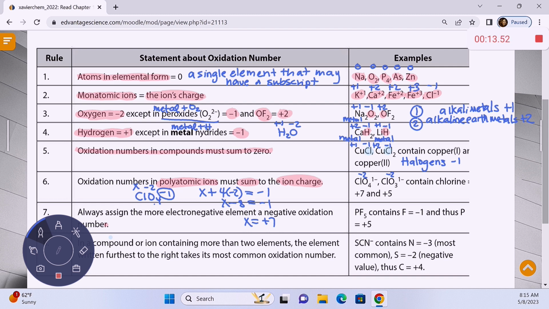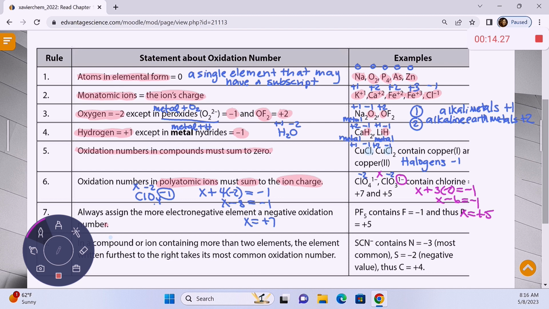For the next one, we have ClO3 -1. So assign an X. Let me do this in a different color. We're going to assign an X for this chlorine. So you've got X plus 3 oxygen, add a -2, add up to this -1 charge. So this is X minus 6 equals a -1. If you add the 6 to the other side, what do you get? 5. So that means chlorine's oxidation number is a +5.